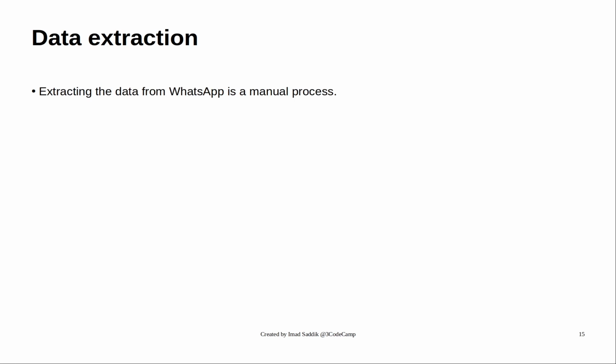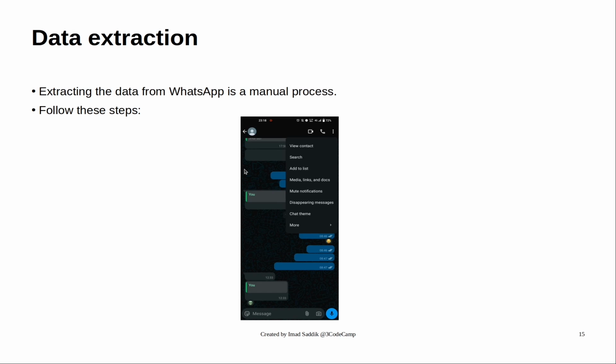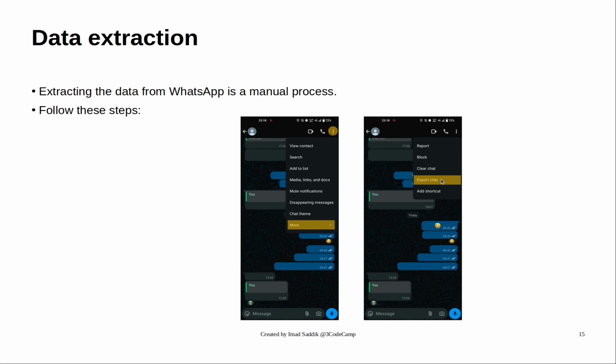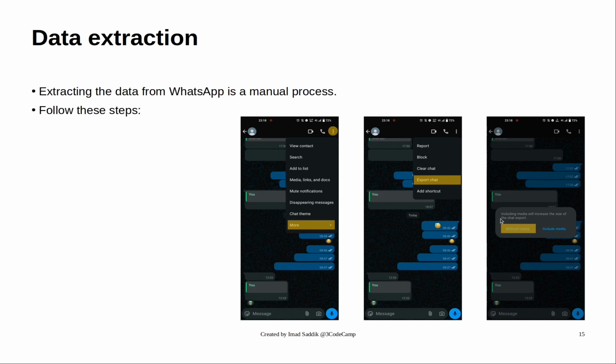Extracting all conversations from WhatsApp can't be done by just one click. You have to export your conversations one by one. This is tedious and makes the process manual. Here are the steps that you should follow to extract the conversations in a TXT file. First, click on the three dots on the top right corner, then click on the More button. After that, click on Export Chat and choose Without Media. If you want to include media, then you should add more processing steps.